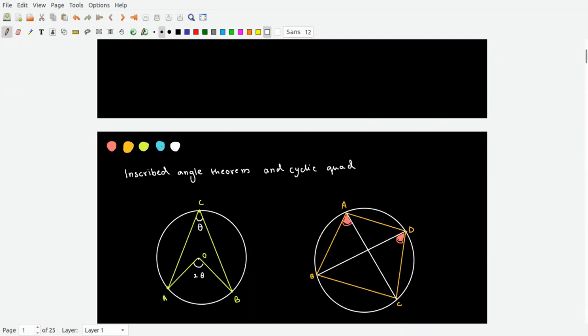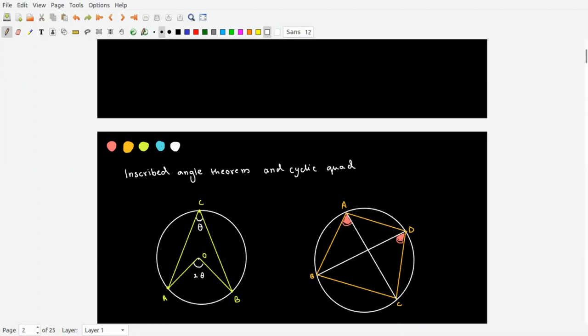I can prove it. Yes, go ahead, Siddharth. Join OC, and then extend beyond O. You want me to extend this? Then the extension, AO, will be equal to OAC plus OCA. So that'll be twice OCA. Similarly, the other one is twice OCB.